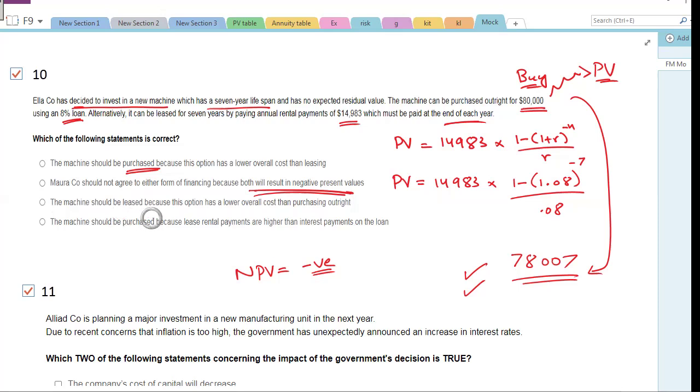Machine should be leased because this option is lower overall cost than the purchase. Yes, we said leasing option is cheaper, so we'll go for this option. Now, yes, calculation was involved, right? But if you look at the calculation, that was quite straightforward. I've just given you the steps. You don't even have to write the complete steps. You can do it in one go using your calculator.